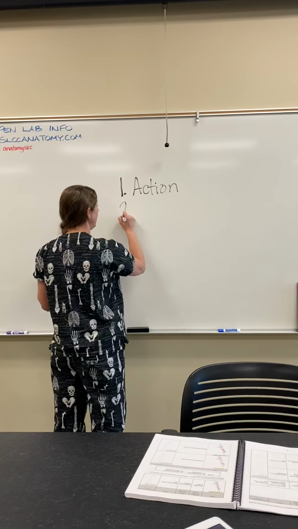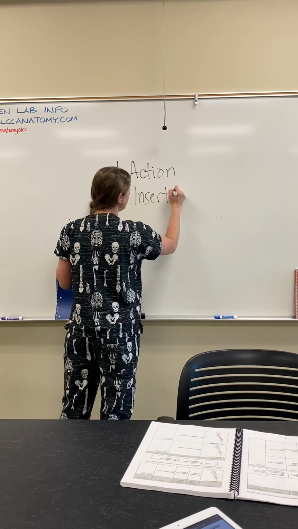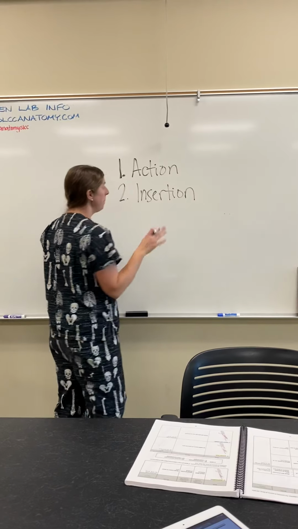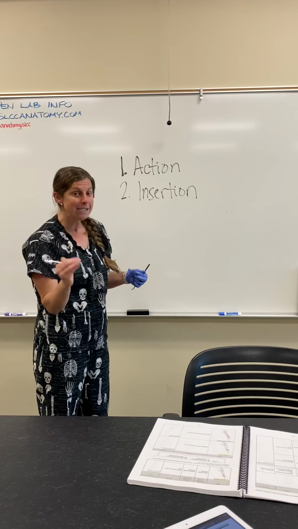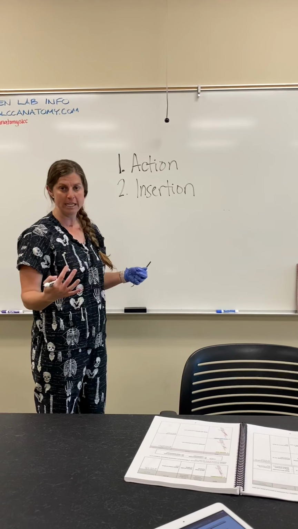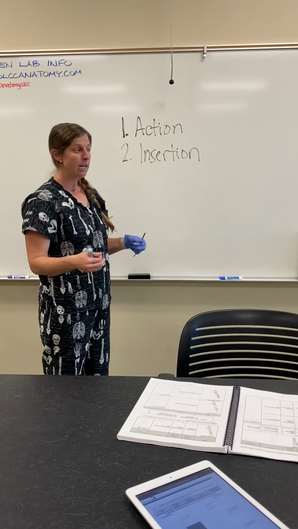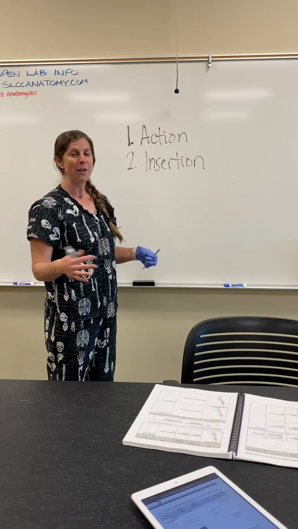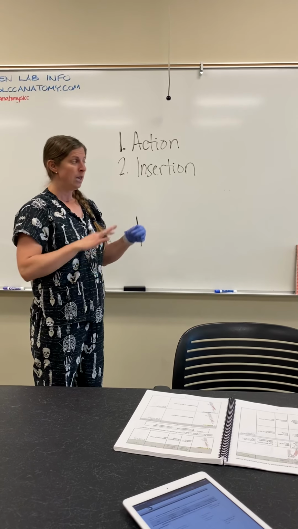The second is going to be its insertion. Now, we're learning origins and insertions, but this is a very loose, vague term. It's not exactly its insertion, it's just the generalization. So if it inserts on the carpal bones, we call that carpi. If it inserts on the thumb, we're calling it pollicis. It's just a really generic insertion, so we know.